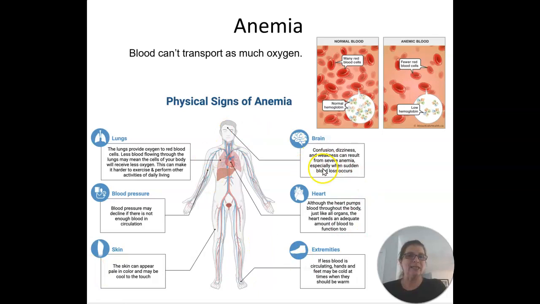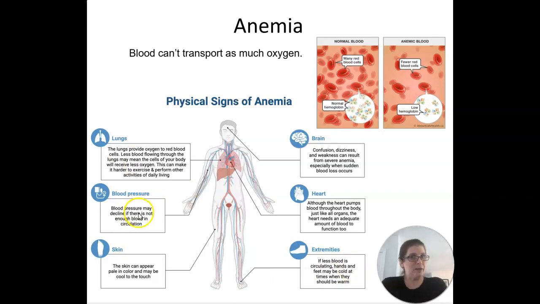You can see the different signs of anemia. If you don't have the oxygen, you might be dizzy, you can be lightheaded, you can be confused. Those neurons need to have the oxygen. Your heart is probably going to have to try to pump harder, try to get the oxygen to the blood. You might have heart palpitations, your heart might be a little faster. With less circulation, your extremities might be colder, right? You might have cold hands, cold feet.